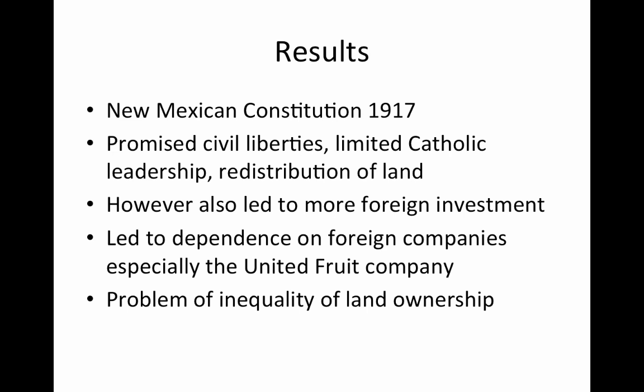The results. By the end of this, a new Mexican constitution was formed in 1917. It did promise civil liberties, limited Catholic leadership, and a redistribution of land. However, it also led to more foreign investment. And the biggest foreign investors tended to be new multinational companies, like the United Fruit Company.